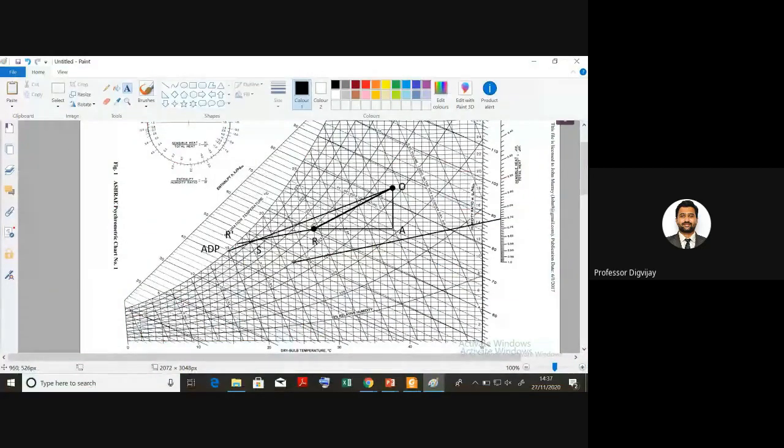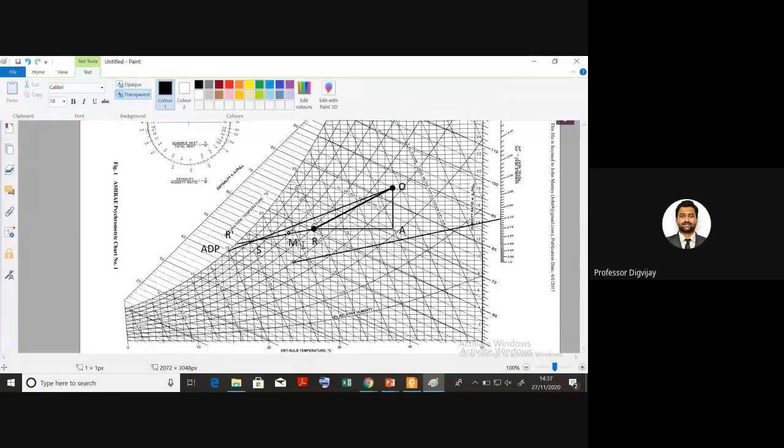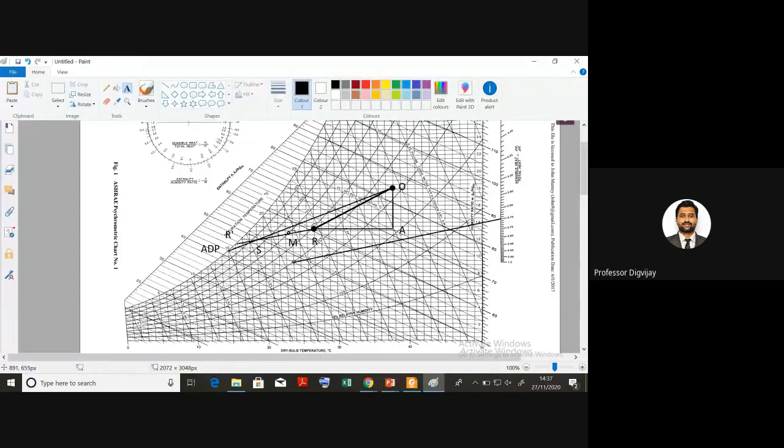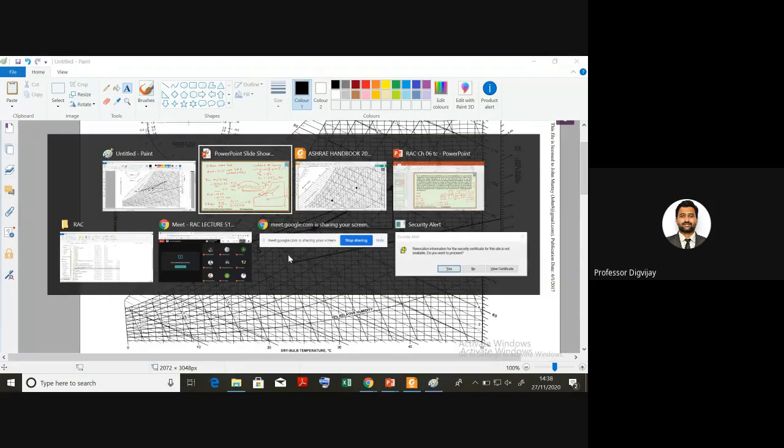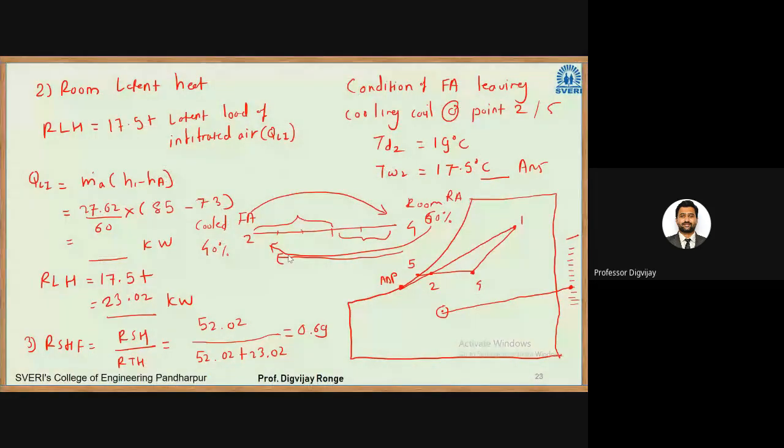So somewhere on this line I will get a supply air point. Let us say here somewhere I will get a point S, and this is my point of mixing. Let us say point M. So I hope I have cleared how to divide this line.